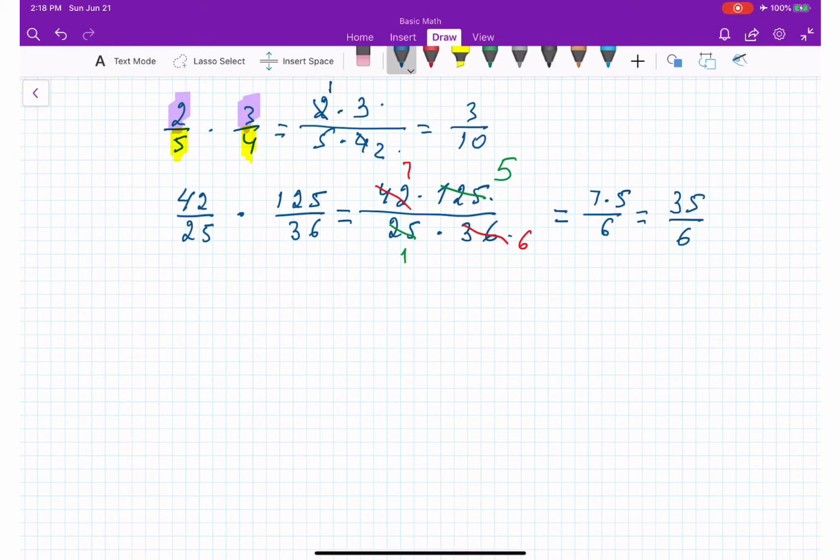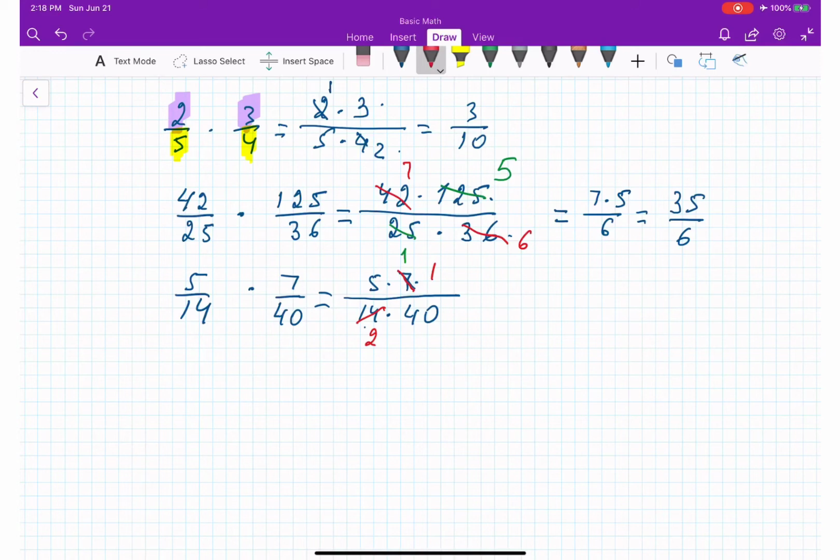Okay. Next example. 5 over 14 times 7 over, let me see, 40. 5 times 7, 14 times 40. Okay, I'm taking 7 and 14. Both of them I can divide by 7, right? So here, let me use red color. I will get 1. 7 divided by 7 is 1. 14 divided by 7 is 2.